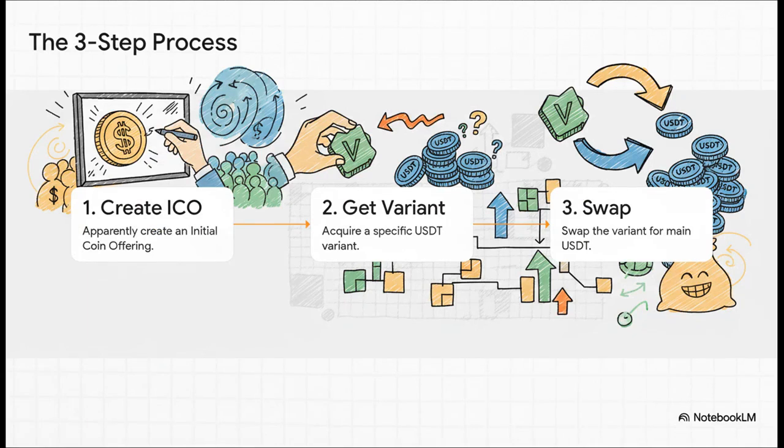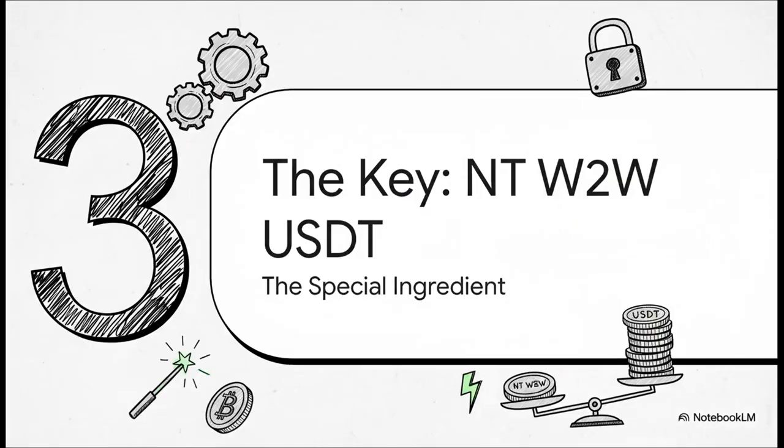The whole thing really boils down to a three-step process. First, you apparently create the ICO. Second, you get your hands on a very specific USDT variant. And third, you swap that variant for the main regular USDT. We're going to need to break down that second step because that seems to be where the real secret is hiding.